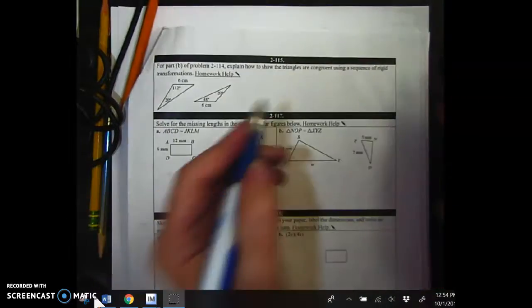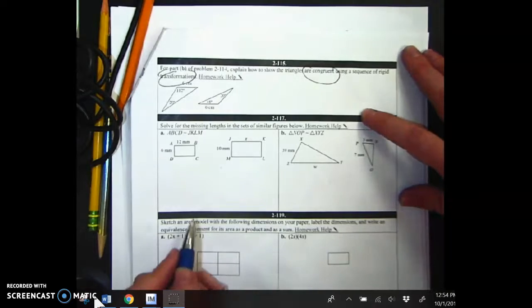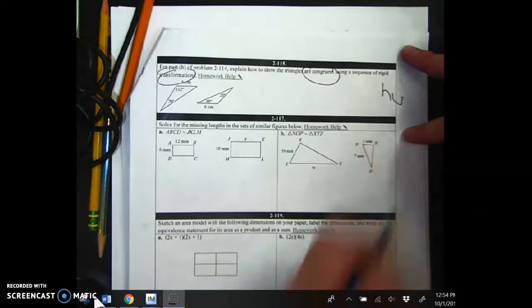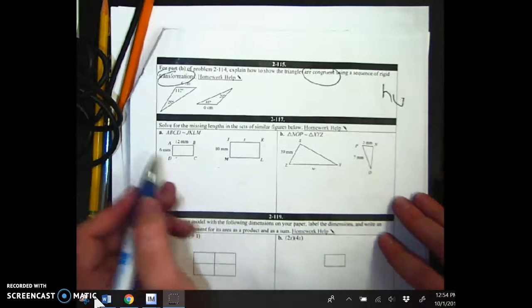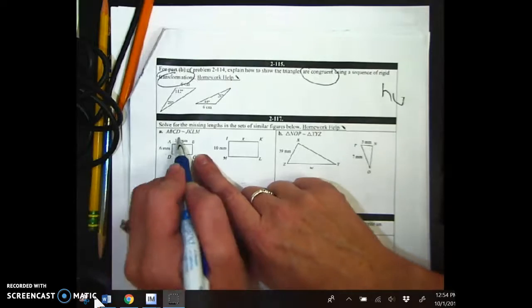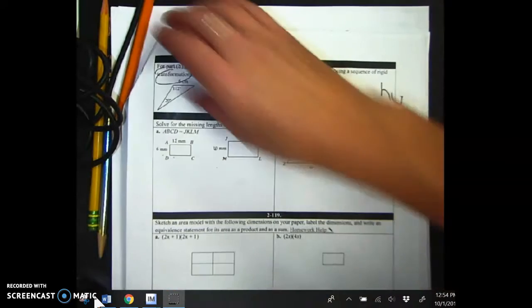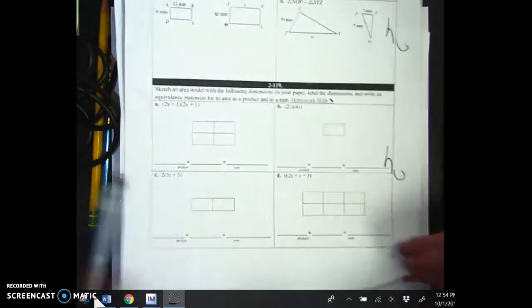This one, they want you to state the congruency and state the transformations, reflection, rotation, reflection, dilation. So that'll be homework. And then this one, they want you to do the same thing. So set up your proportions. So like 6 over 12 equals 10 over x, and find x. That is homework. And this page is homework also. So your packet just needs to be done. Okay?